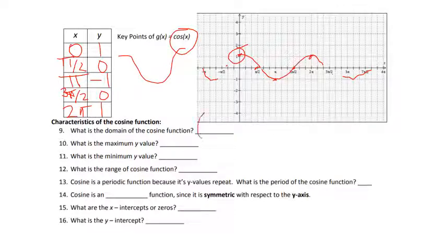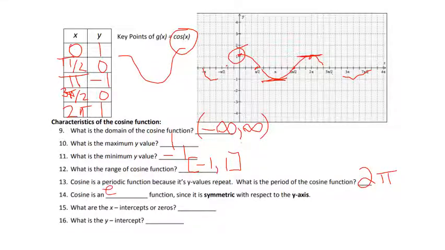The domain is the same though, because this can get rotated around the unit circle infinitely many times in any direction. The maximum y value is again 1, and the minimum y value is -1, same as sine. The range is the same, from -1, everything in between, all the way up to 1. Now cosine is also periodic because its y values repeat. And again, its period is 2 pi.